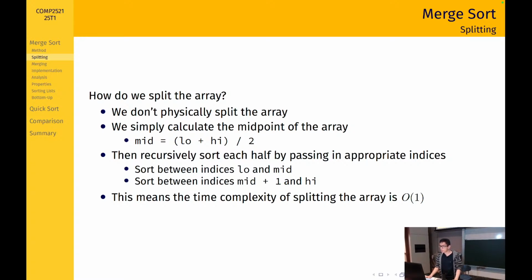Okay, and there's a question about what if there's an odd number of elements? It's not a big deal. Just one of the halves will have one more element than the other half. It's perfectly fine; the halves don't need to contain the same number of elements. Because the way we're splitting the array is we're not actually creating a copy of the array, we're just calculating the midpoint and passing in two different sets of indices, the cost of splitting the array is just constant time, so it's O(1).